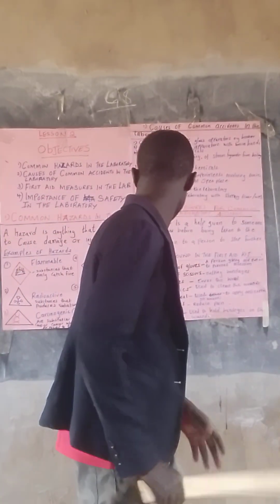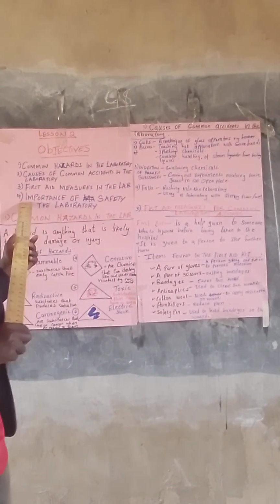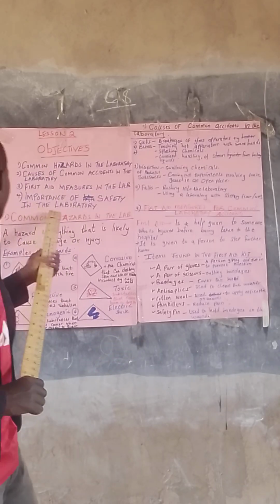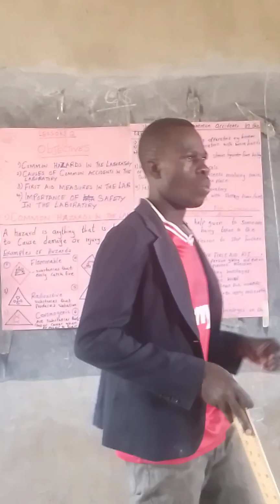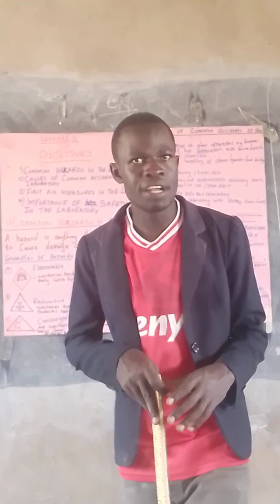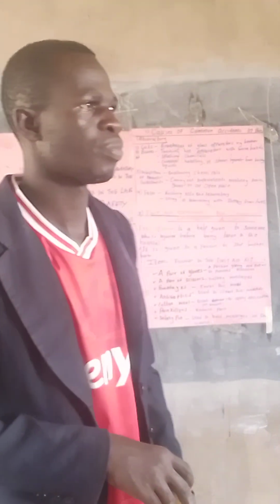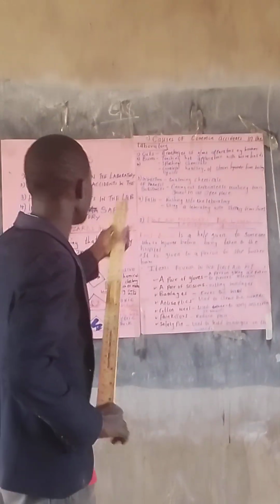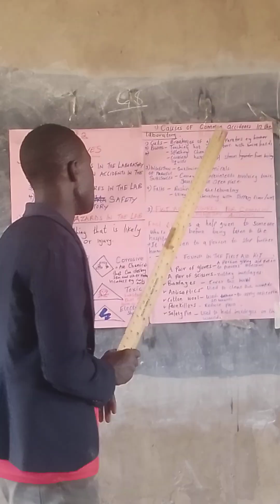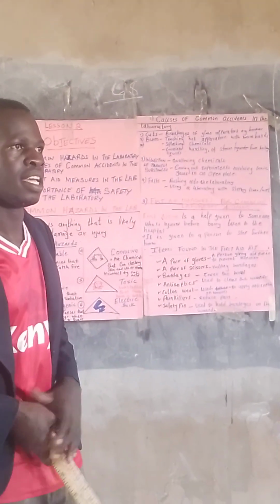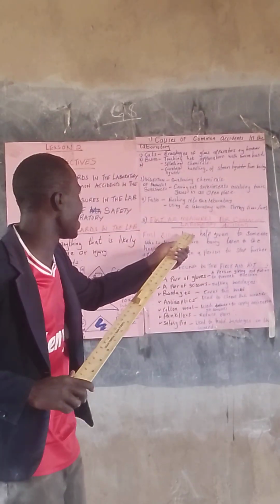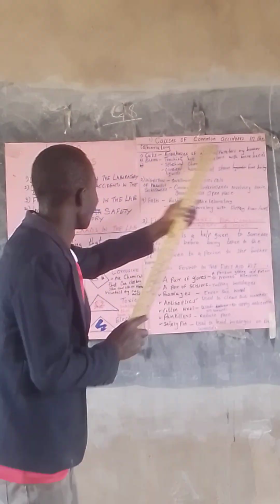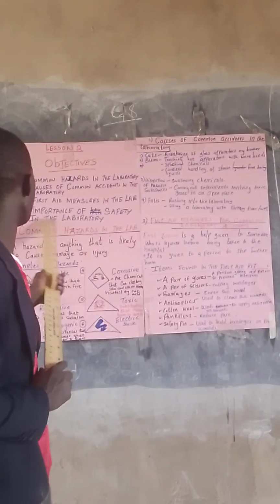Now students, let us move to the last part of our objectives of the day: the importance of safety in the laboratory. It is necessary for us to maintain safety in the lab because safety will help us to avoid accidents, because accidents are dangerous. Before we come to apply first aid, we should be able to avoid accidents by making sure that we maintain safety.